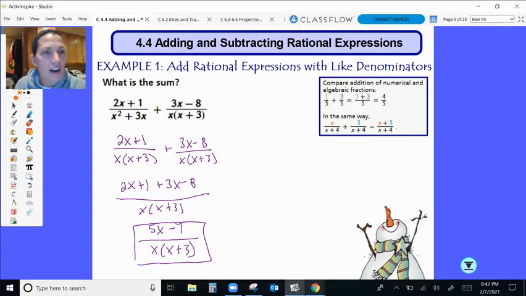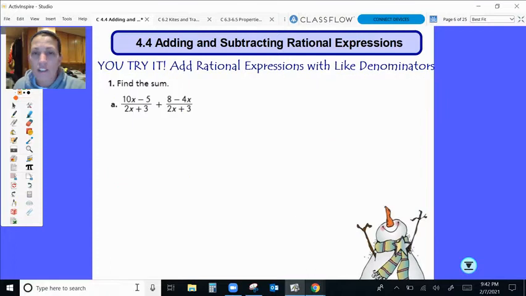That is basically how you add your fractions. So go ahead and try this one. Pause the video and then come back and see how you do.